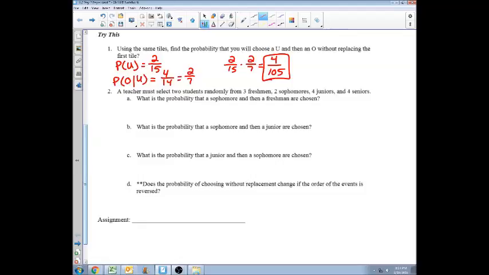That's without replacement. Now let's look at a teacher must select 2 students randomly from 3 freshmen, 2 sophomores, 4 juniors, and 4 seniors.